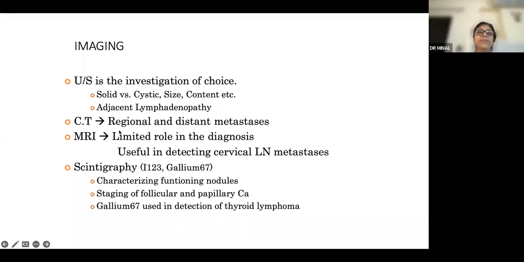Then CT. CT will again tell you the regional and the distant metastasis. MRI will have a limited role in the diagnosis, but for the distant lymph node metastasis, you can choose MRI.